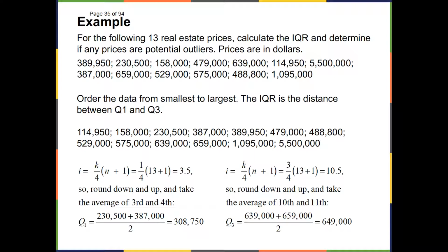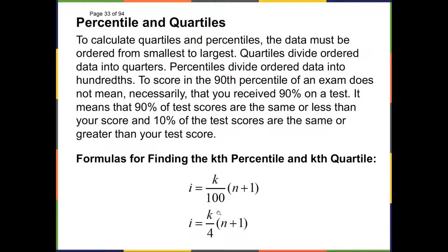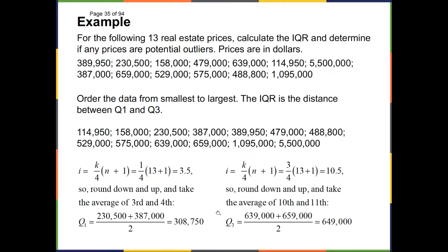Okay, let's look at this data. So I've got 13 real estate prices here. I'm going to order this data from lowest to highest. That's done here already for me. Now, what I need to calculate here is the quartile range. So the quartile range, quarter 1, quarter 2, quarter 3, quarter 4. What that's going to mean here then is I'm going to use the very first equation that was over here. So k over 4, n plus 1.